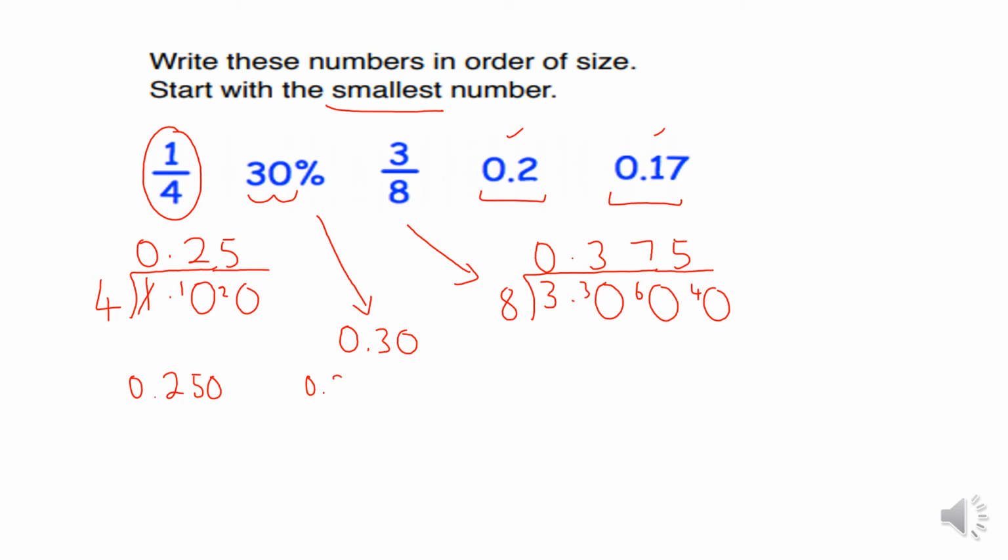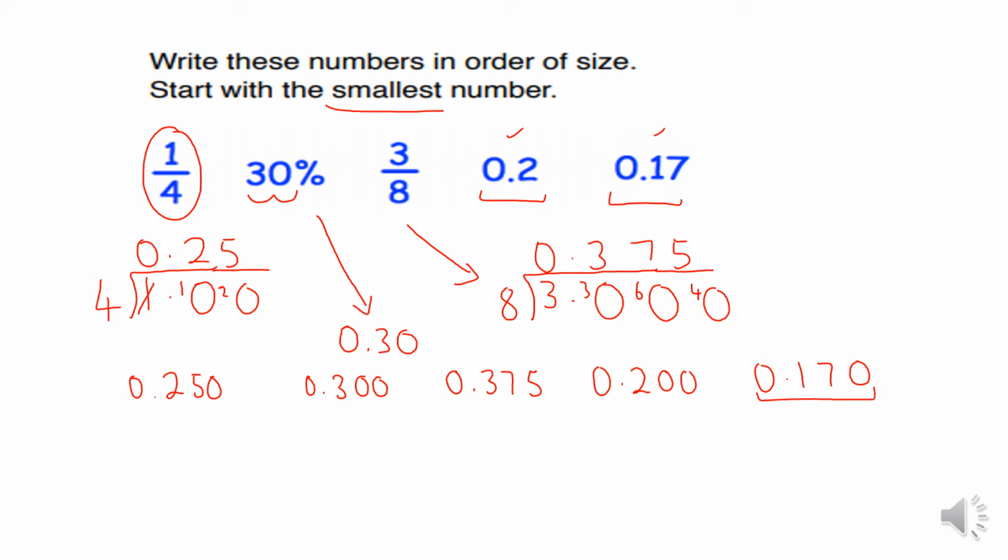30% is going to be 0.300. You notice you've got 3 decimal places. 3/8 is going to be 0.375, and 0.2, we're just going to add 2 extra decimal places to that, so 0.200, and 0.17 now is going to be 0.170.